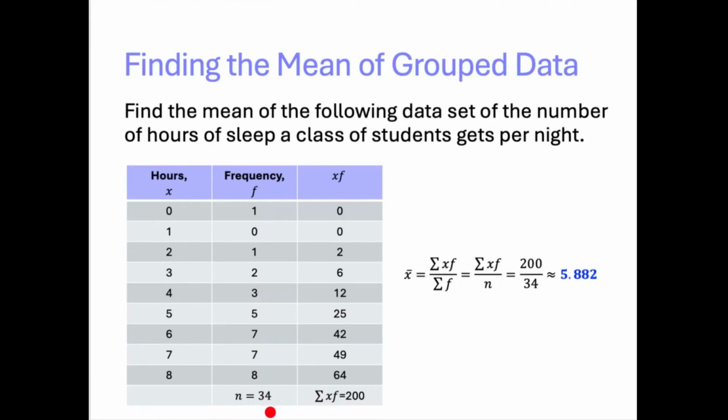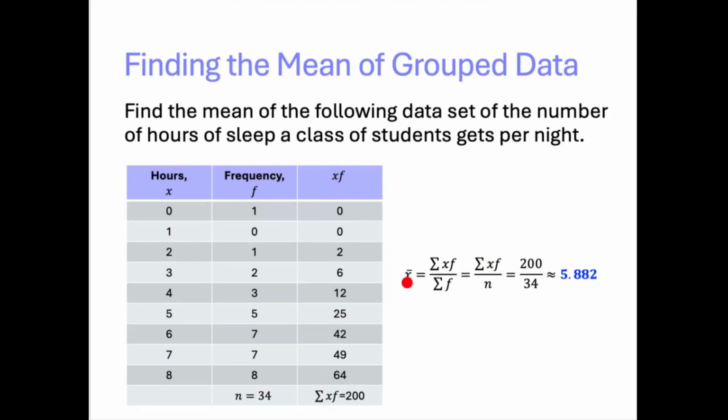And then what we do is we take each of those hours of sleep and we multiply by the frequency, how often that happens. So 0 times 1 is 0. 1 times 0 is 0. 2 times 1 is 2. 3 times 2 is 6. 4 times 3 is 12. All the way down to 8 times 8 is 64. Those are each of the observations, in this case hours, times their frequency. We add all that up and we get the sum of the x values times their frequencies is 200.